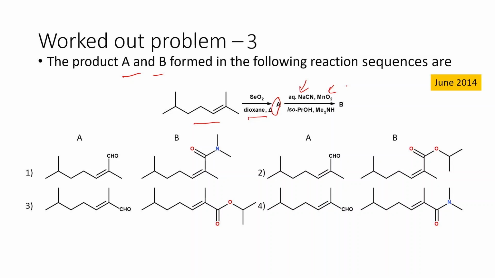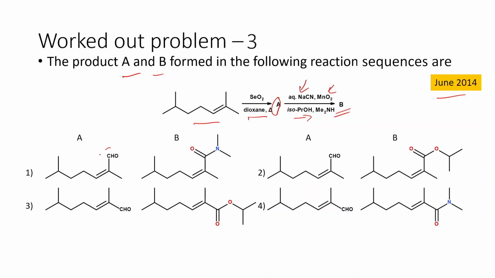So these two reactions are done sequentially. And the third one is the reaction with dimethylamine in the presence of isopropanol to give the final product B. So we have to identify what A and B are. This question was asked in June 2014. So basically, selenium dioxide is generally used for allylic oxidation.